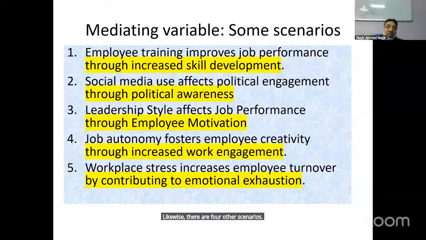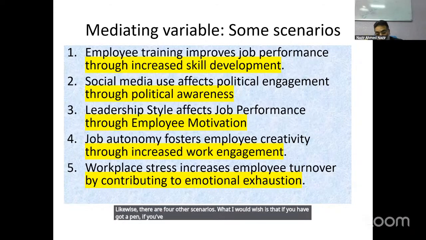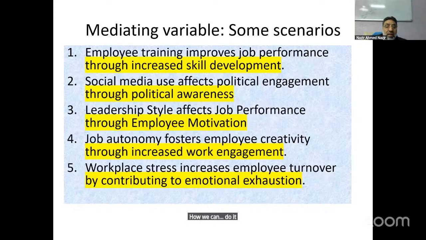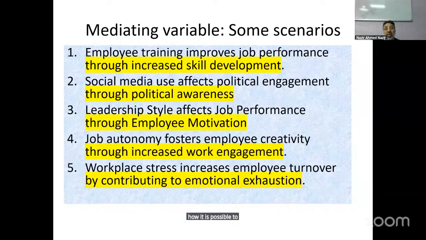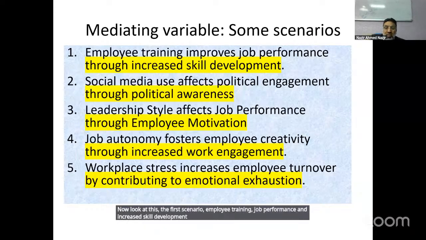What I would wish is that if you have got a pen, if you have got a smartphone, and if you can somehow formulate a hypothesis for one or two scenarios, we would be in a better position to know how we can do it and how we can proceed with the remaining three, four, five scenarios. So it's not only that I have discussed the mediating variable, but equally important is that we get to know how it is possible to actually formulate hypotheses practically. Now look at the first scenario: employee training, job performance, and increased skill development. Could you please tell me which variables are independent, which ones are dependent, and which ones are mediating variables?